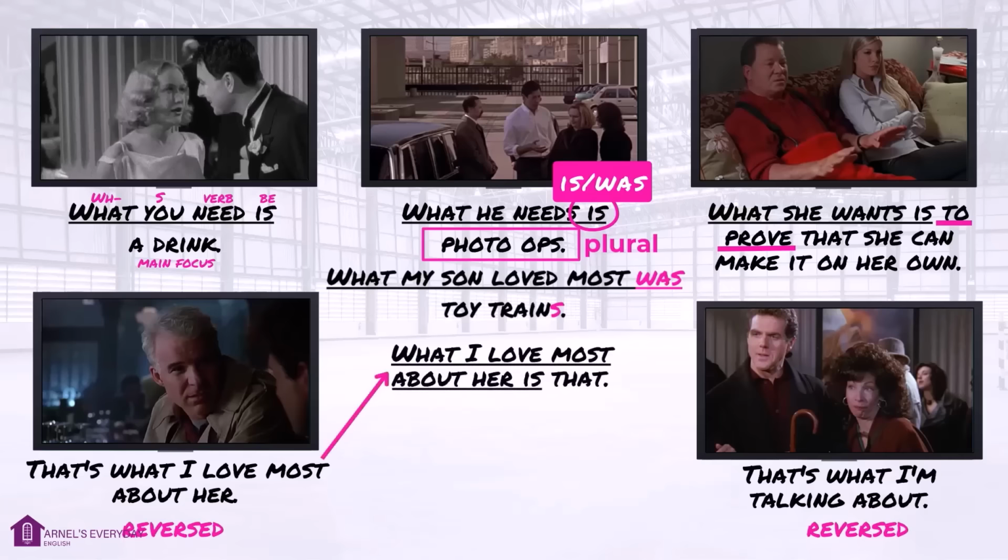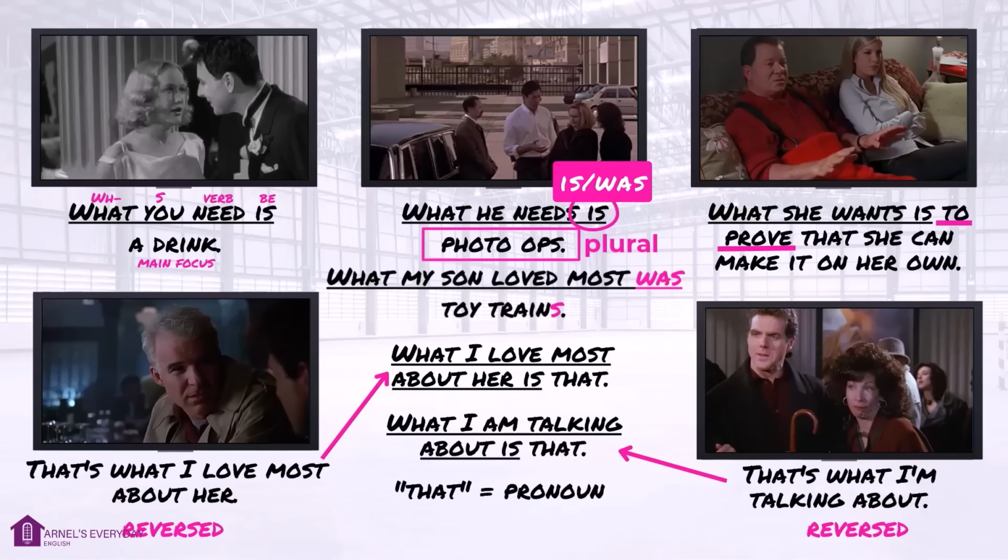What I love most about her is that. What I'm talking about is that. Here, that is acting as a pronoun. So beginning a cleft sentence with that is really common. You might also notice the verbs need, want, love. A lot of times we use these emotional verbs.